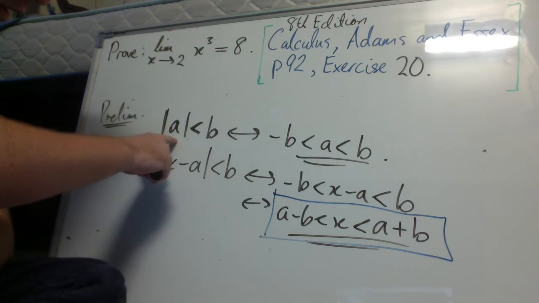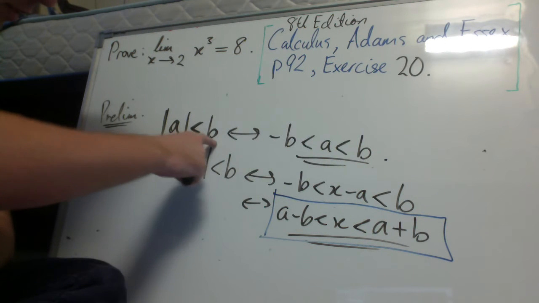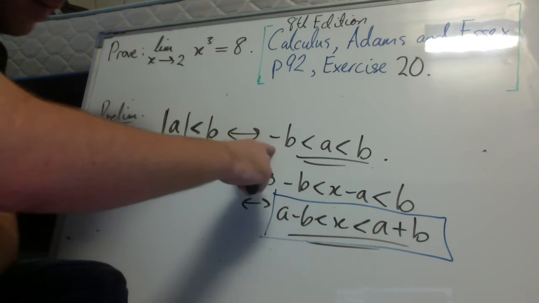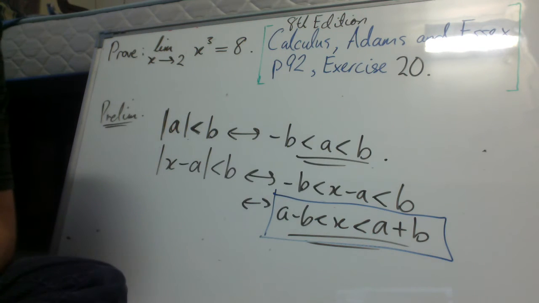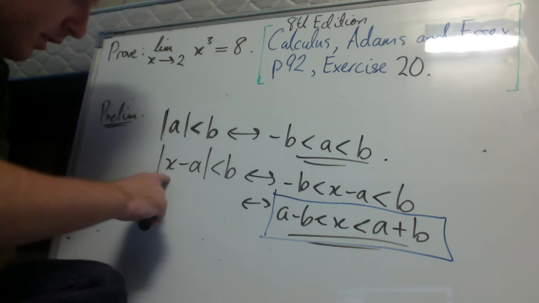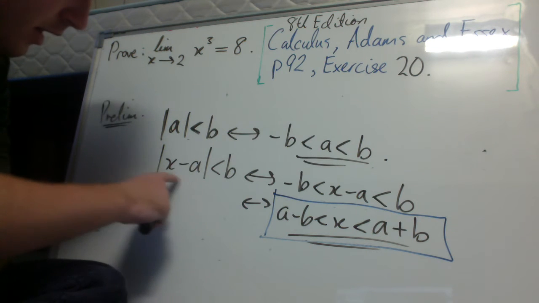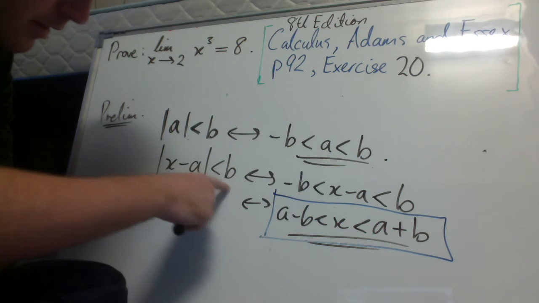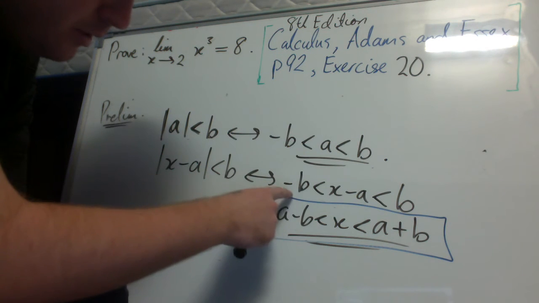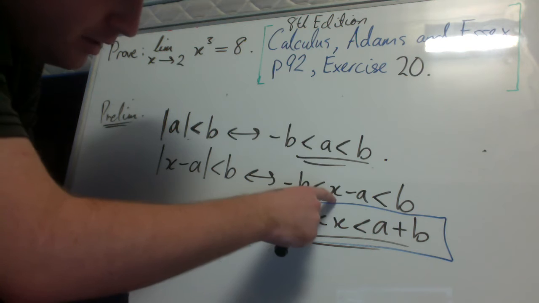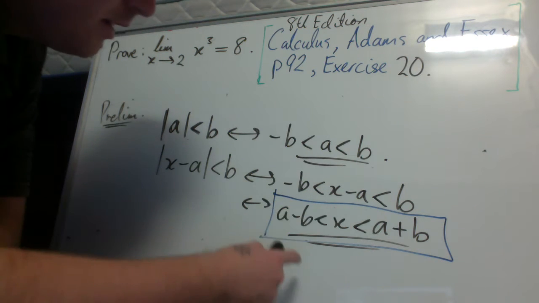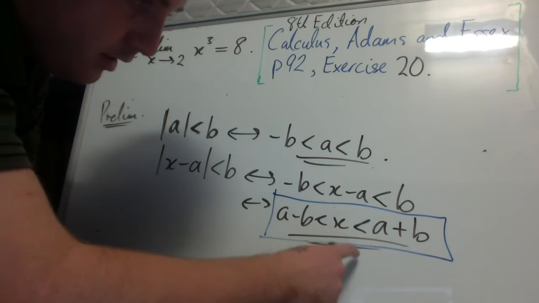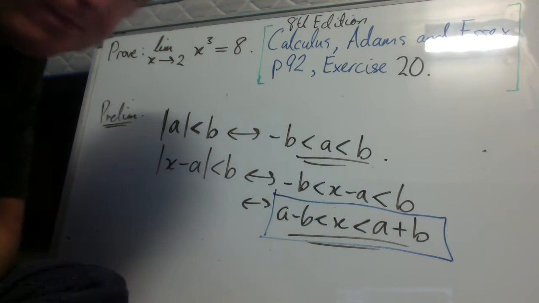So, the absolute value of A less than B is equivalent to A being between minus B and B. The absolute value of X minus A less than B is equivalent to minus B less than X minus A less than B, which is equivalent to A minus B less than X less than A plus B.